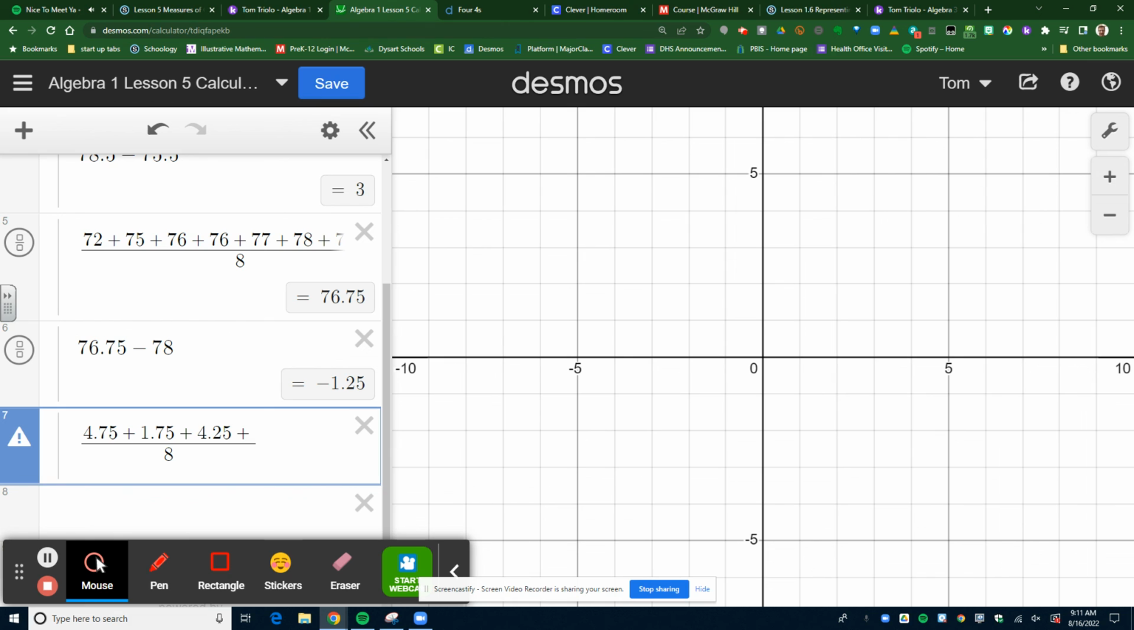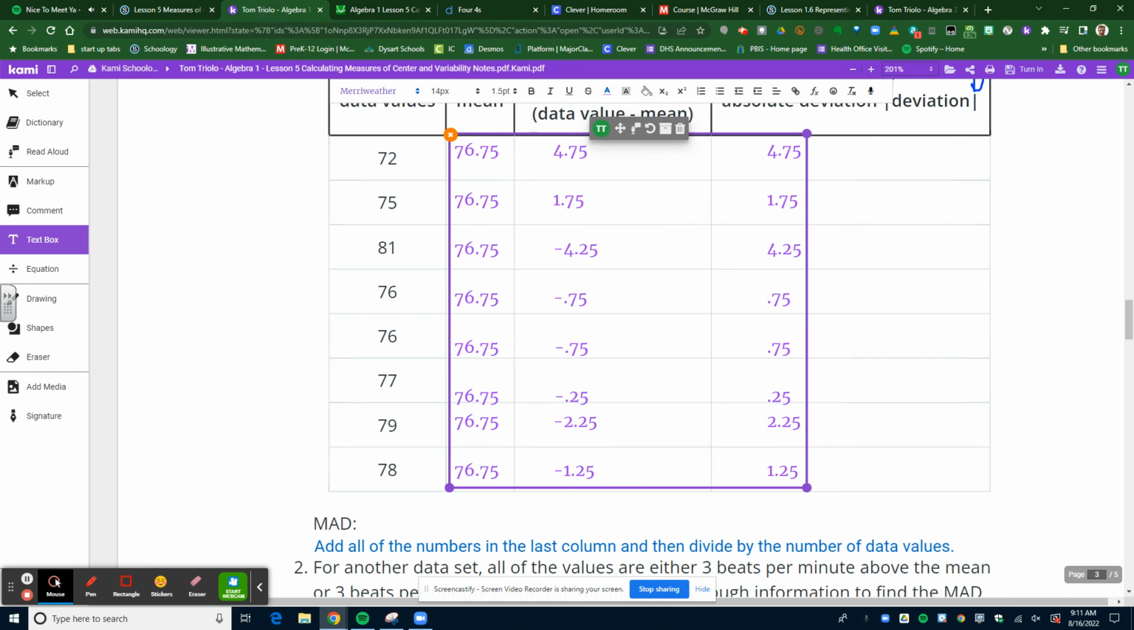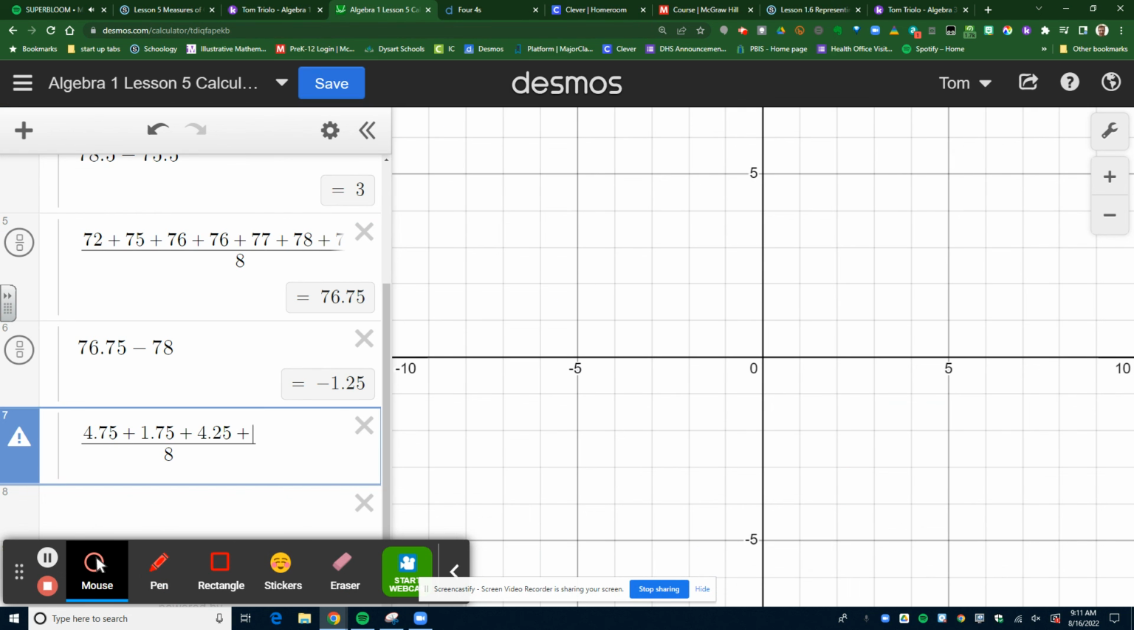Probably gonna have to round. And since everything's to 2 decimal places, let's round it to 2 decimal places. Okay? 4.25. What else do we got? A couple of 0.75s and a 0.25. 0.75 plus 0.75 plus 0.25. Am I still running here?